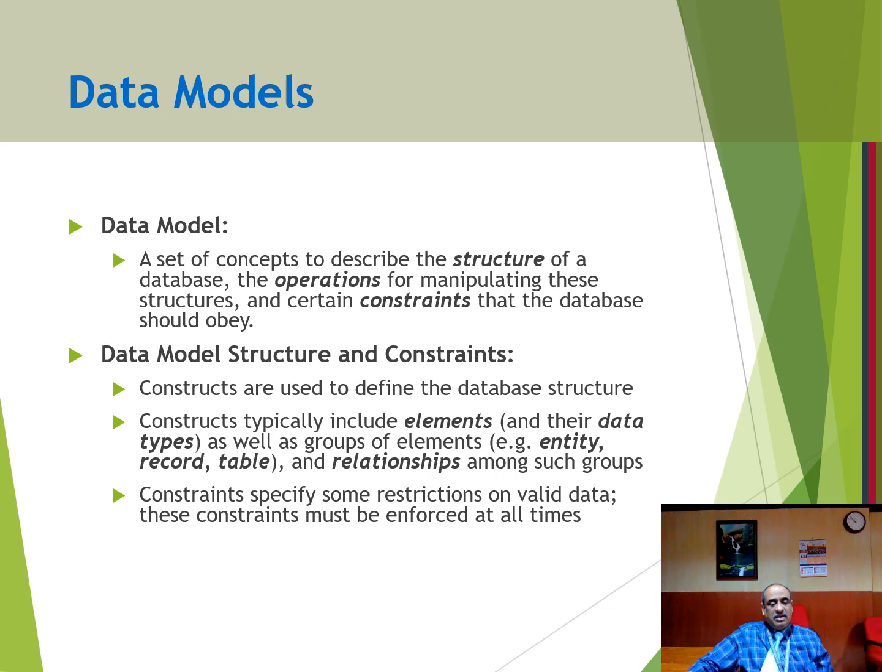Then, what is a data model structure? The structure consists of the data type, data name, and constraints used to define the database structure. Constraints typically include elements and the data types, as well as groups of elements, entity, record, table, and relationships among such groups. Constraints also specify some restrictions on the valid data. This constraint must be enforced at all times whenever you use the database.